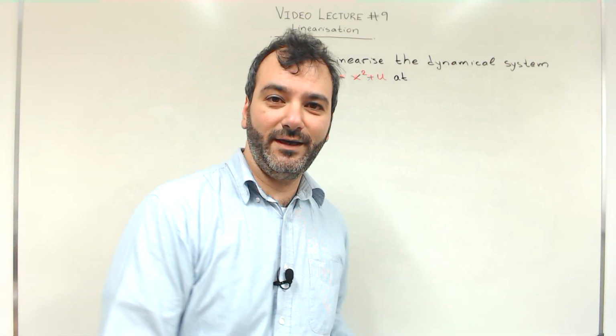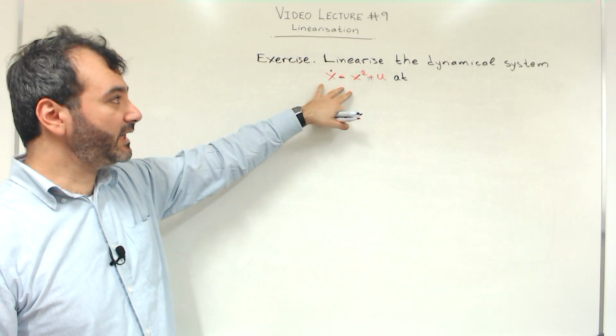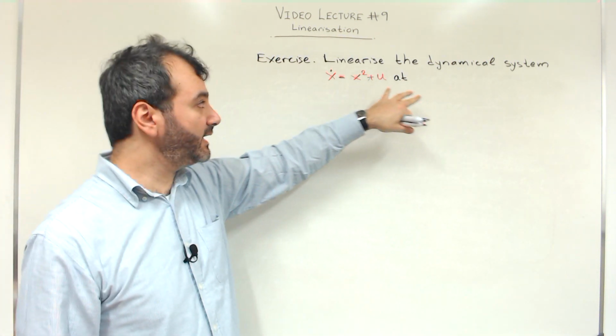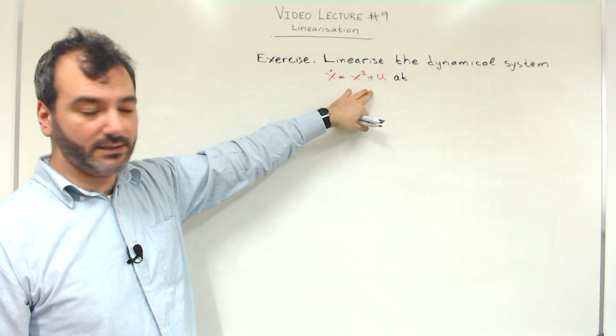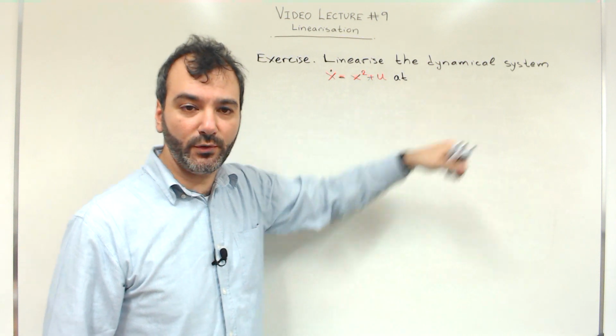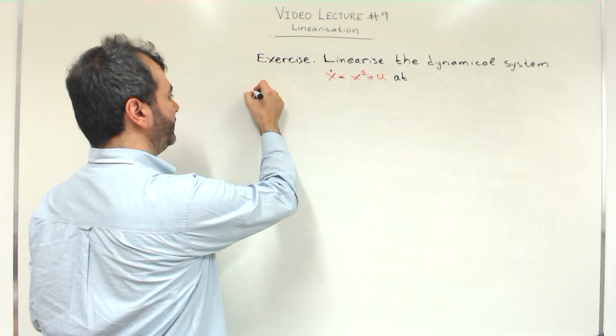Hi, in this video lecture we will solve this exercise. The objective is to linearize this dynamical system, which is x dot is equal to x squared plus u, at a point I will explain. Let us brush up what we discussed in the previous lecture.